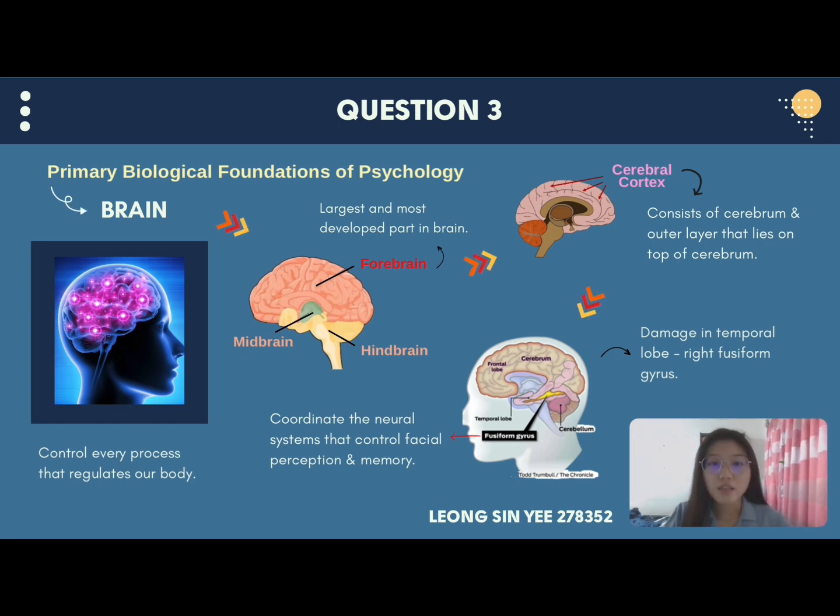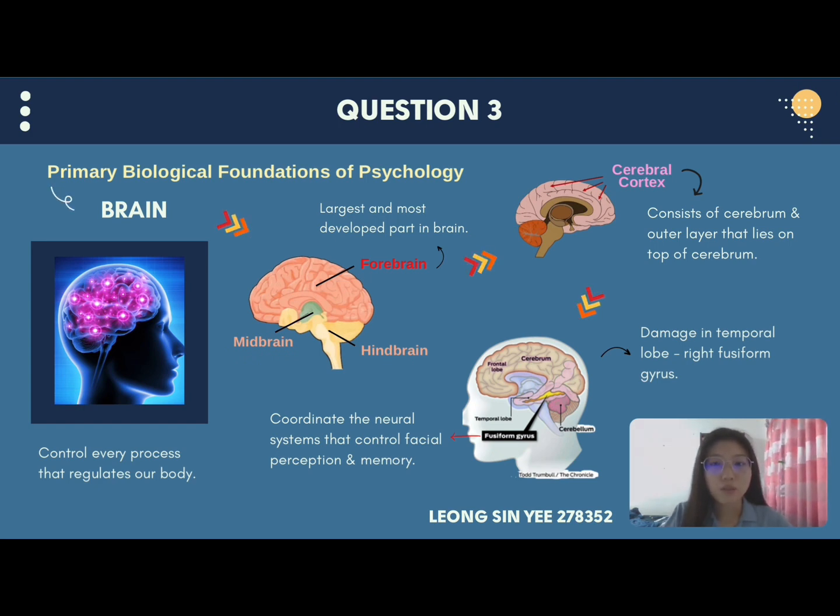It is the largest and the most developed part of the human brain, and the cerebral cortex contains the large parts of the forebrain, which consists of the cerebrum and the outer layer that lies on top of the cerebrum. The cerebral cortex is involved with many high-level functions, including emotions, memory, reasoning, and consciousness, and there are 4 main lobes in the cortex, which are the frontal, parietal, temporal, and occipital lobes.